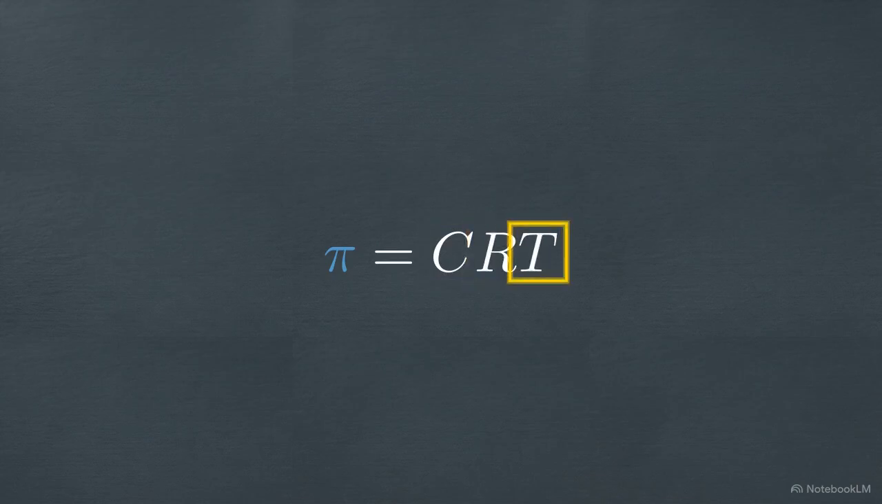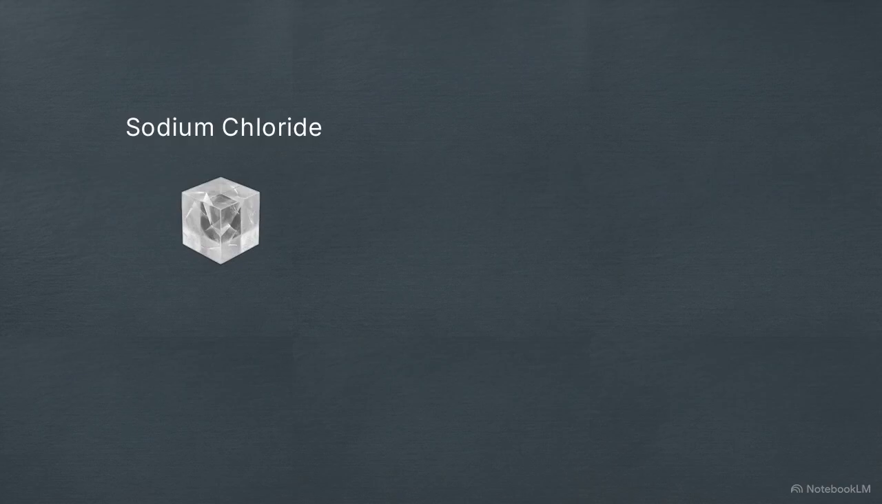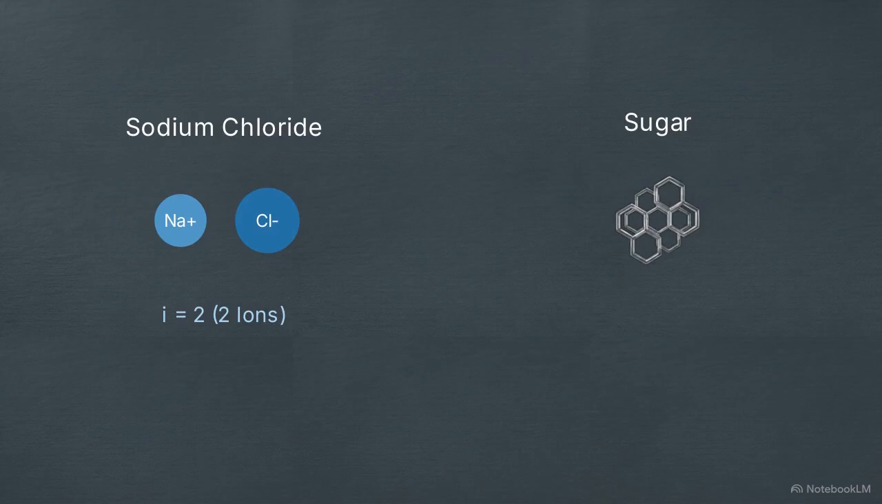We calculate this threshold using the Van't Hoff equation. Pi equals the concentration of the solution multiplied by the ideal gas constant and the system's temperature in Kelvin. Crucial to this equation is the variable i, or the Van't Hoff factor. If we dissolve a salt like sodium chloride, it splits into two ions, doubling the particle count compared to a substance like sugar, which remains a single molecule.